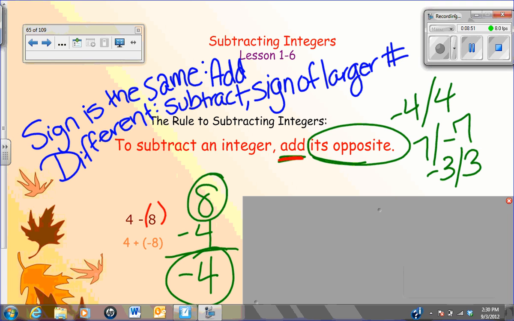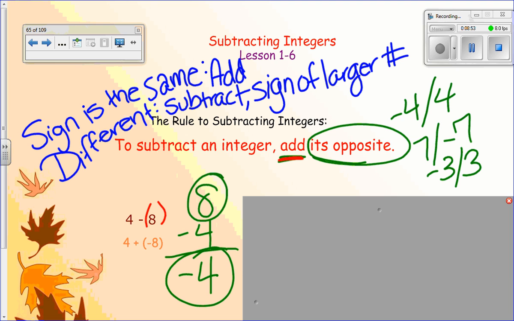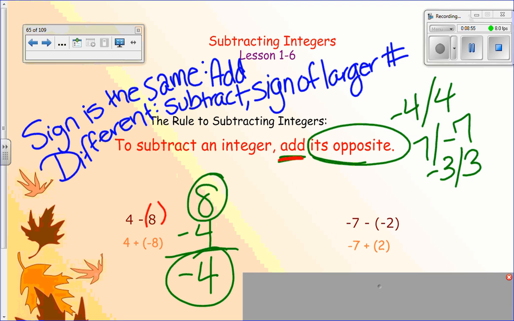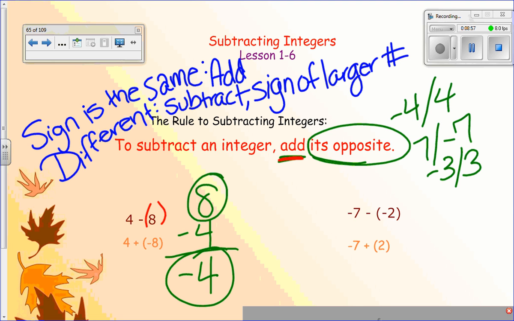All right, we have this next one that's very similar to it. And it looks like, again, I set it up for you. We have -7 minus a -2. And again, they have that minus sign in the middle. So if I wanted to use a rule, I would end up adding its opposite. To subtract an integer, add its opposite. So they switch the minus sign to a plus. And -2, well, the opposite of -2 is 2. So now I have it set up.